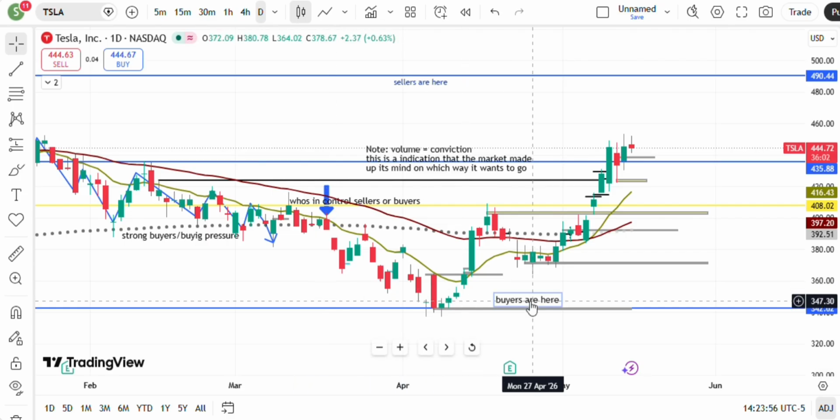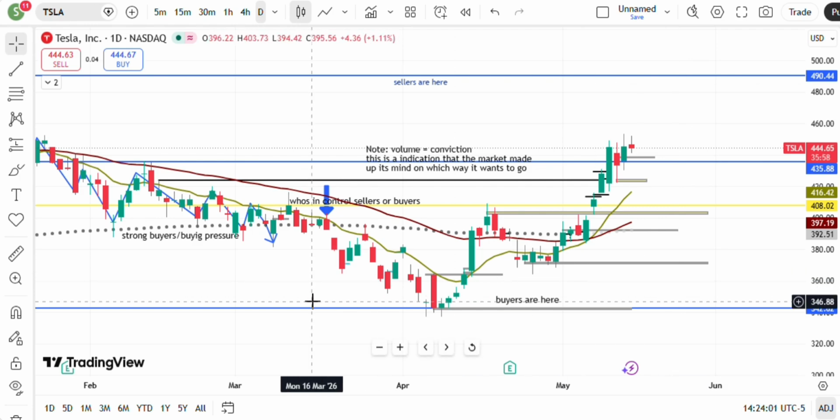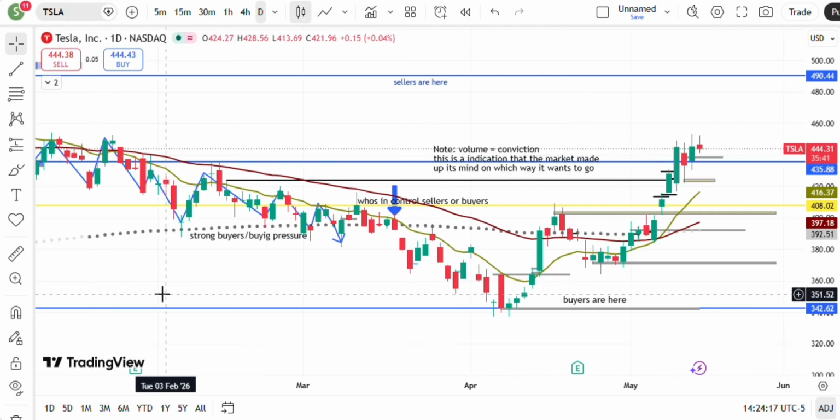All right, so now let's locate. First and foremost, we want to establish a trend. So let's always look left. Remember, always look left. So let's go. Boom.